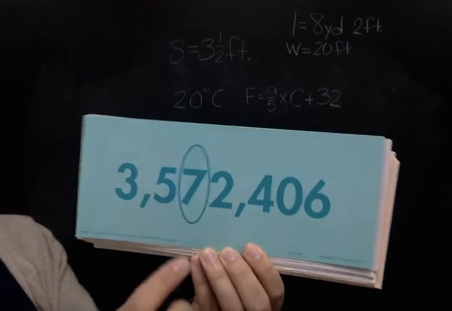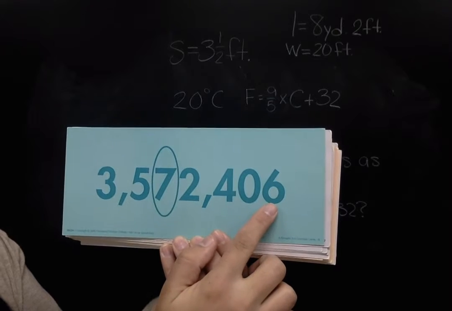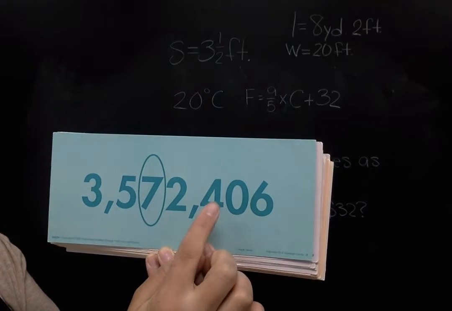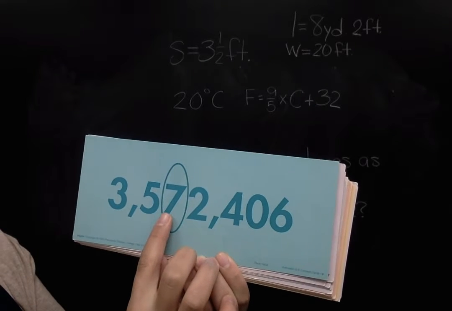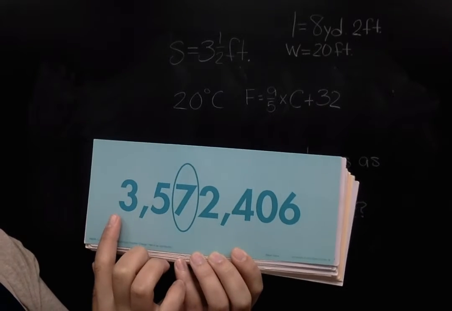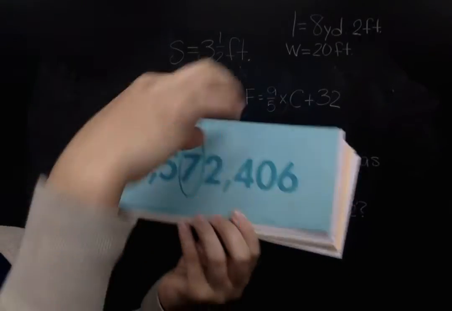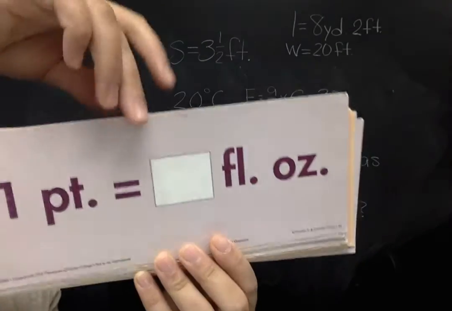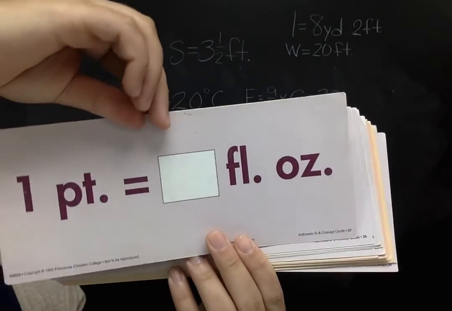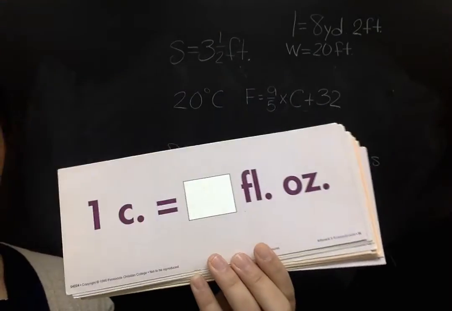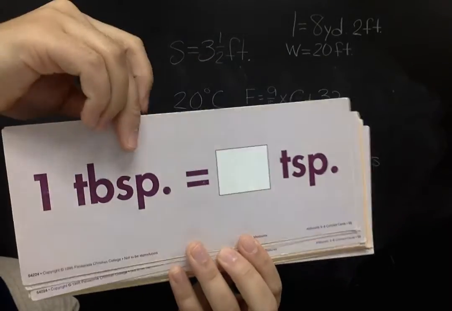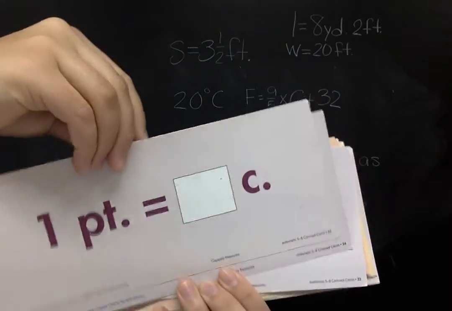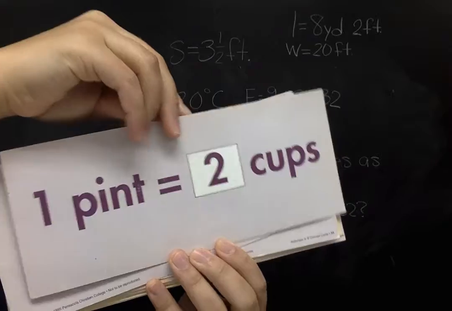Just reviewing place value here, we have ones, tens, hundreds, 1,000, 10,000, 100,000, 1 million, and then 10 million, 100 million, and on from there. 1 pint equals how many fluid ounces? 16. 1 cup equals 8 fluid ounces. 1 tablespoon equals 3 teaspoons. 1 pint equals 2 cups.